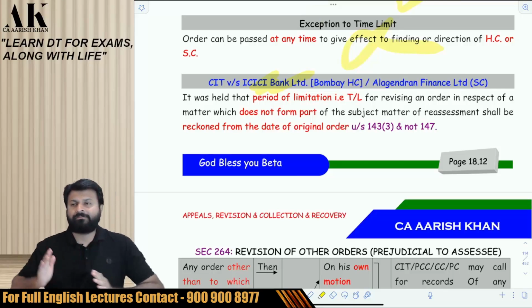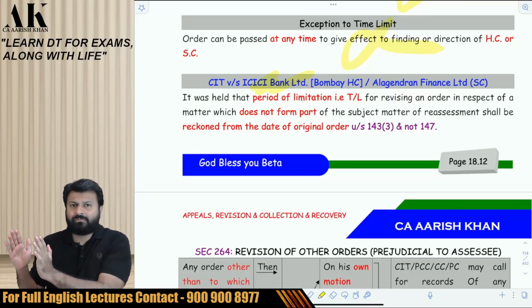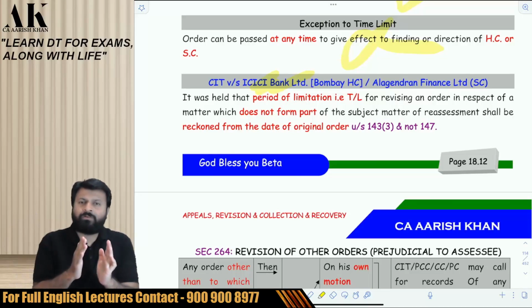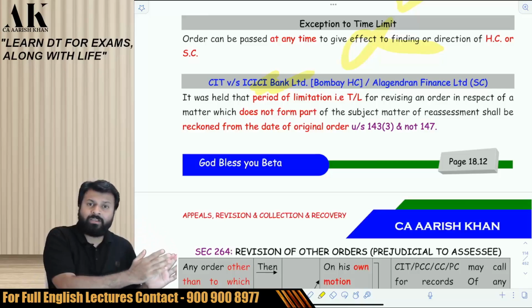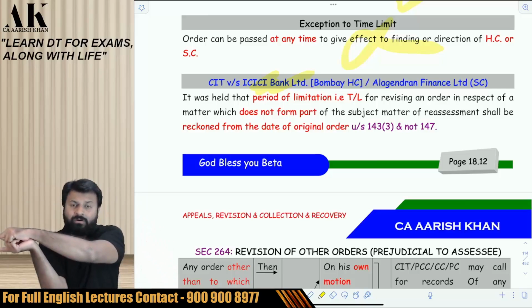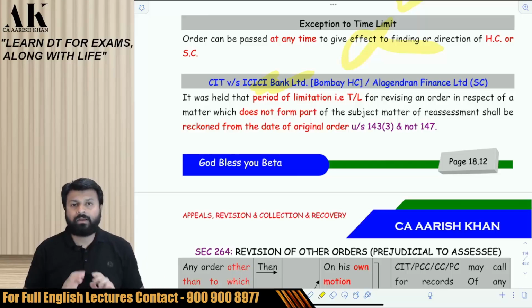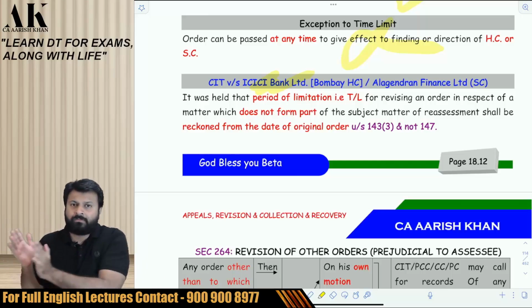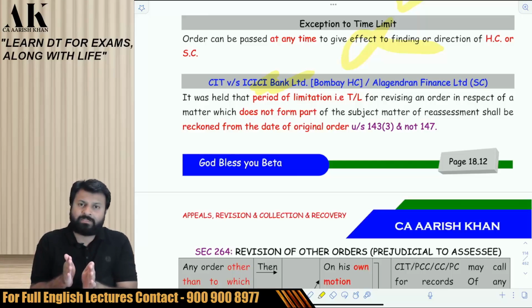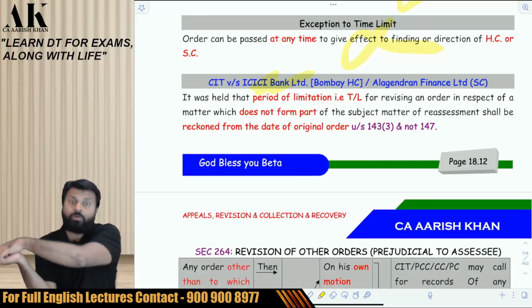Now, what has happened in this case? AO has passed an order. Then AO opened 147. And then after that, AO wants to revise certain matters which are given in the original order. But he is counting 2 years time limit from the second order. Again, I am saying AO has passed a regular assessment. Then after a few years, 147 assessment is done. And now AO wants to revise the original order.